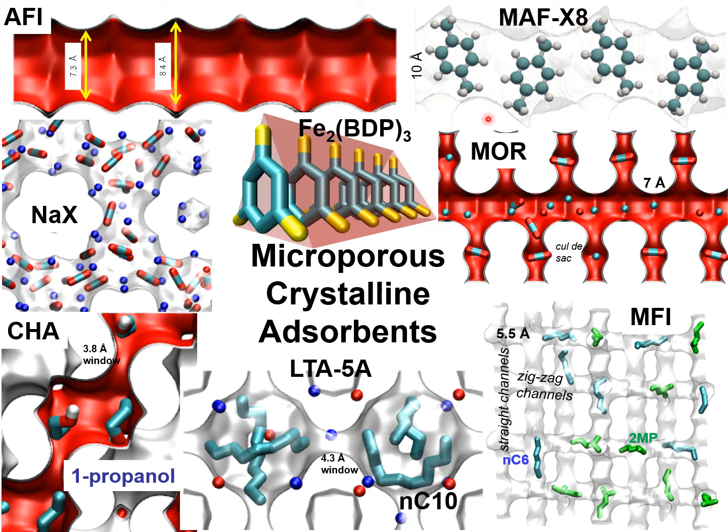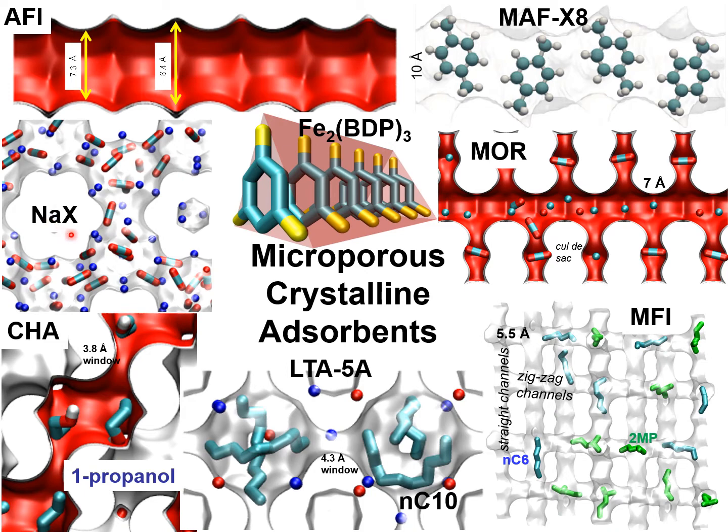MAF-X8 is a MOF with one-dimensional channels of 10 angstrom. Fe2(BDP)3 has triangular shaped channels. Mordenite zeolite has one-dimensional channels of 7 angstrom in size. These are connected to side pockets that can accommodate molecules such as methane and carbon dioxide. These side pockets are acting as cul-de-sacs.